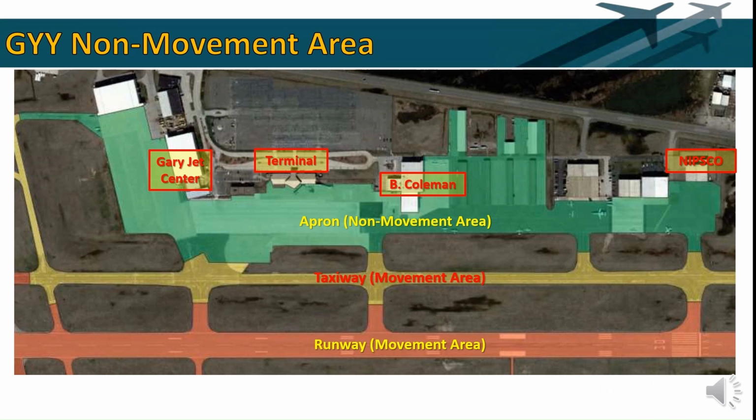Here is another depiction of the non-movement area associating with the movement area. The non-movement area is in the green shade, and you can see the facilities that surround it. You have Gary Jet Center, the terminal, B. Coleman Aviation, and NIPSCO on the north side. And on the south side, you can see the movement areas. In the yellow shade, you see the taxiway. South of the taxiway, you can see its parallel runway, the movement area.